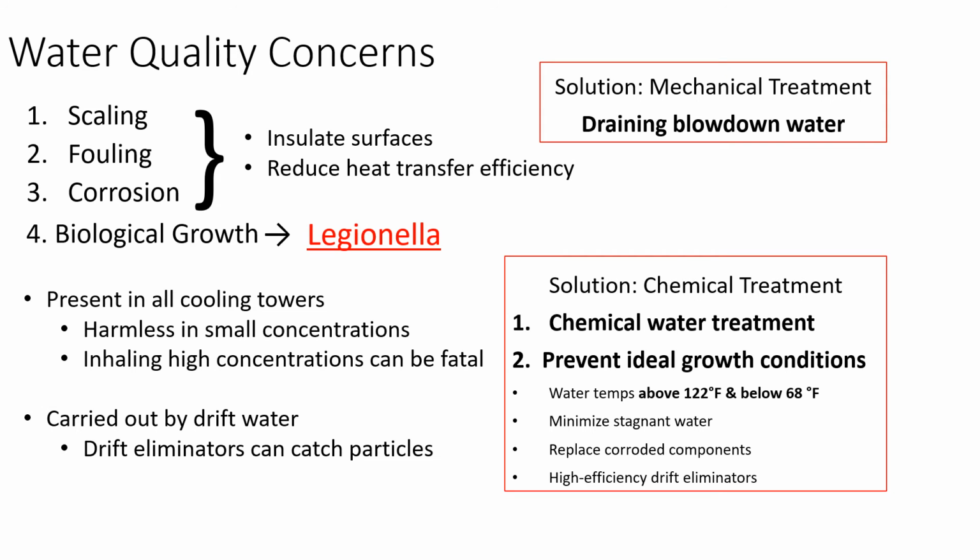The primary defense against Legionella growth is chemical treatments in the process water, but it is not possible to completely eliminate Legionella in a cooling tower system. There are other ways to prevent ideal growth conditions for Legionella. First of all, it is important to keep water temperatures above 122 degrees Fahrenheit and below 68 degrees Fahrenheit, designing the system to minimize opportunities for stagnant water, replacing corroded components, and ensuring that high-efficiency drift eliminators are being used.